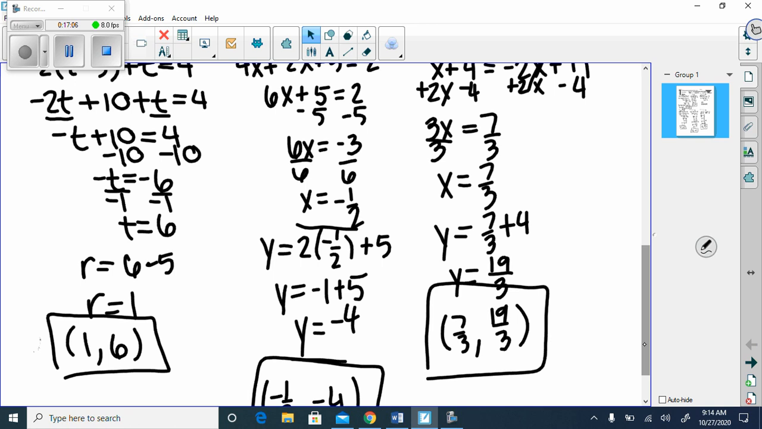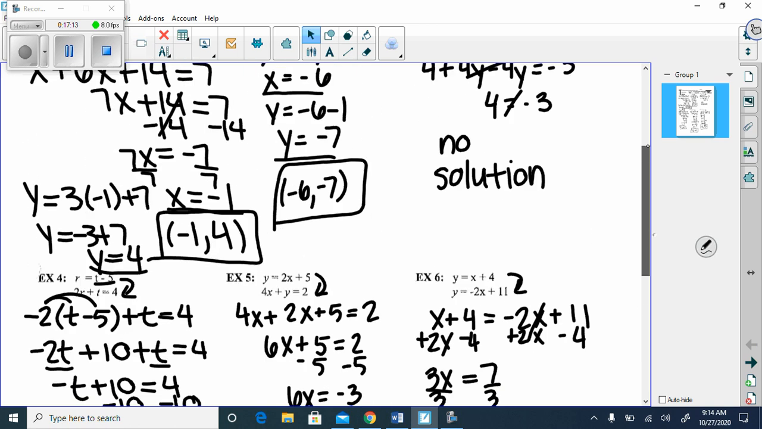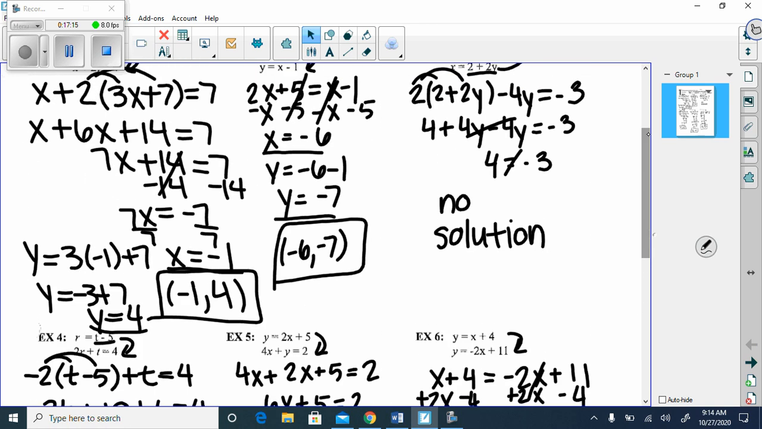So we didn't come across one of these. We did come across a no solution one, right? That's when the numbers were different. If you do the same thing, but let's say we had gotten 4 equals 4, then our answer would have been infinitely many. Okay, any questions on these?